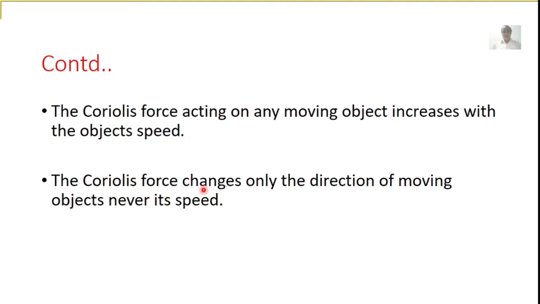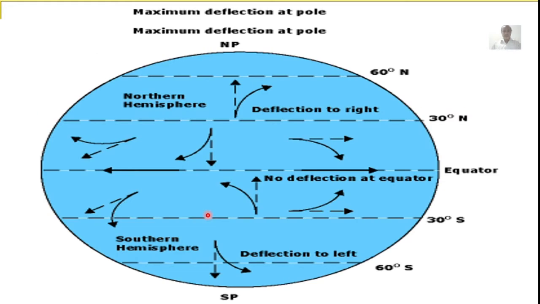The Coriolis force changes only the direction of moving objects, never their speed. It can only change the direction of the body; it cannot change the speed of a body. Now let us understand how the Coriolis force acts on a moving body.